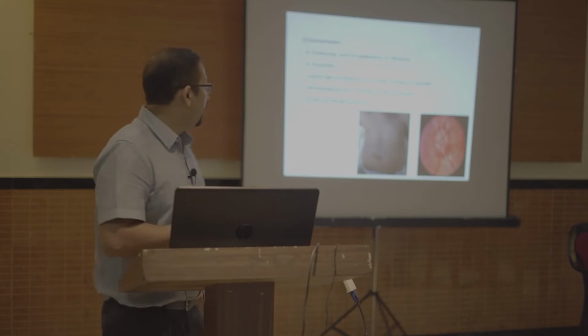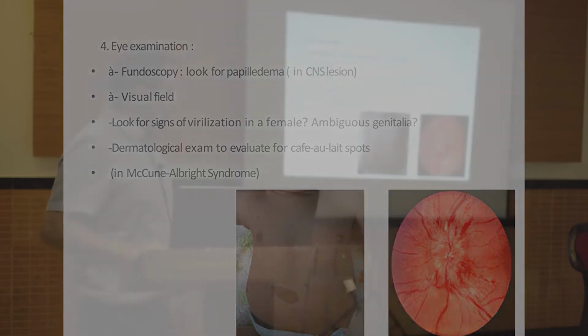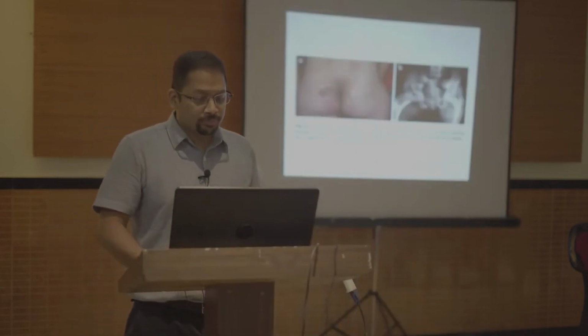So this is just an example of a patient having café-au-lait spots and a patient with McCune-Albright syndrome. Fundus examination should be done first if a central cause is suspected. For any space-occupying tumor, you can look for papilledema or optic atrophy. And we also have to look for ambiguity of genitalia in females and males, and other signs; skin stigmata also have to be looked for.